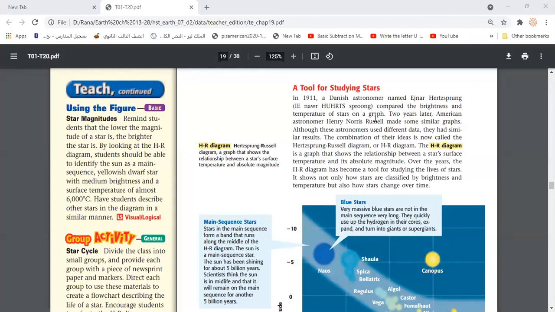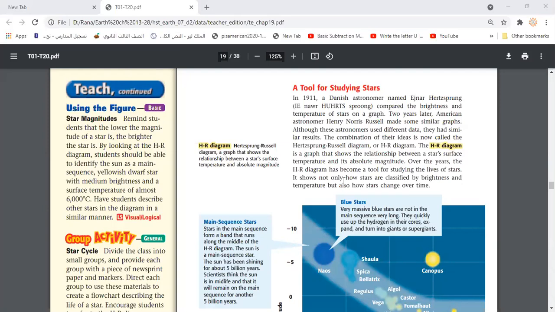At the same time, actually about 2 years after this work, another scientist in another place, Henry Russell, did the same experiment, even though he didn't know that Hertzsprung had already done it. He also collected data about the temperature of different stars and their absolute magnitude, and started making a graph. Although they were studying different stars, they got similar results, which means there is a fact here, because both got the same result even though they were working on different stars.